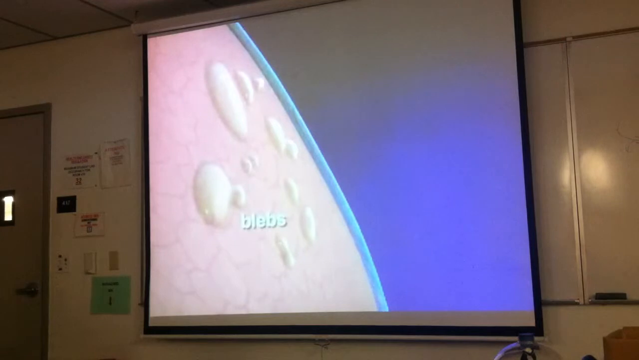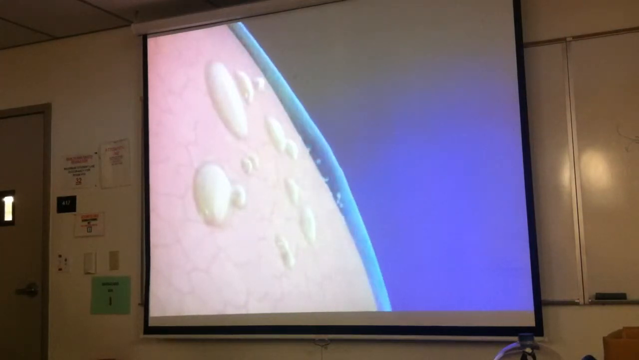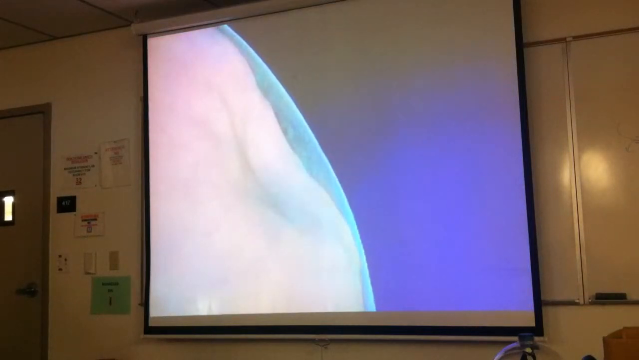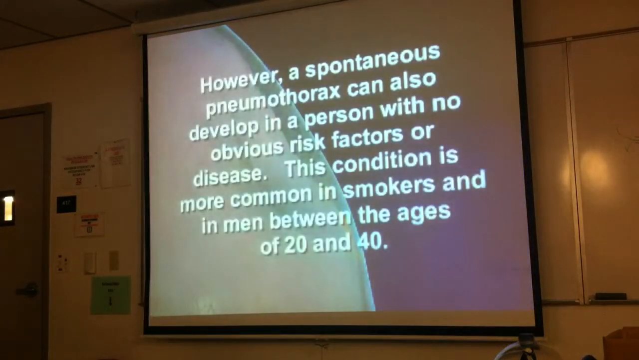Spontaneous pneumothorax occurs without injury as a result of certain lung diseases, such as asthma, emphysema, or COPD. Small air-filled sacs called blebs can form on the lungs. If the blebs rupture, they can release air into the pleural cavity. Pressure from the trapped air causes the lung to collapse. However, a spontaneous pneumothorax can also develop in a person with no obvious risk factors or disease. This condition is more common in smokers and in men between the ages of 20 and 40.